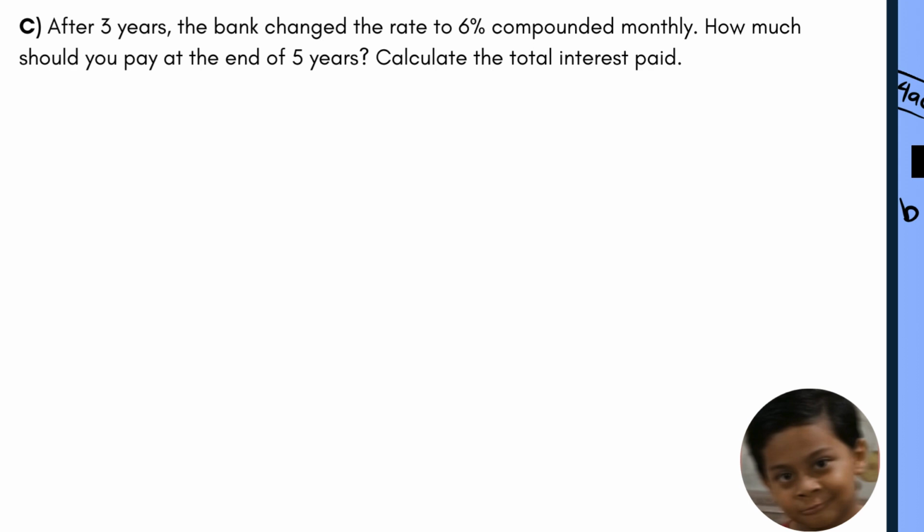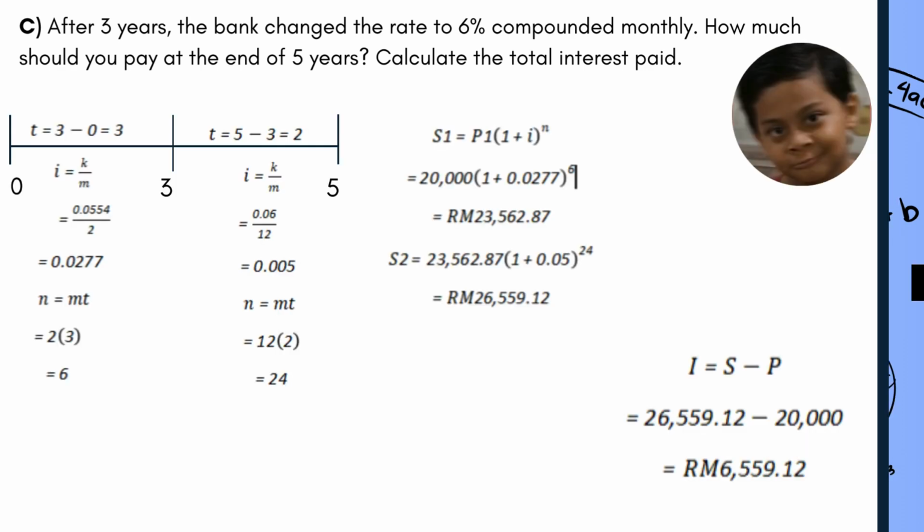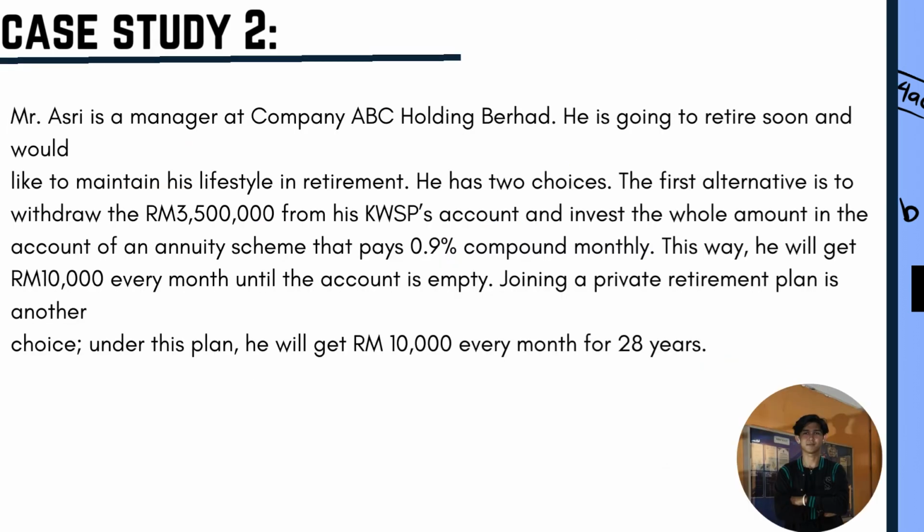Question C. After 3 years, the bank changed the rate to 6% compounded monthly. How much should you pay at the end of 5 years? Calculate the total interest paid. For this question, we drew a timeline that covers 2 years. We will calculate i and n for both years using the formula S equals P(1 + i)^n. We substitute the values. The answer is 23,562.87. For S2, we use S1 as our new P and the new S is 26,559.12, and the interest charge is 6,559.12.